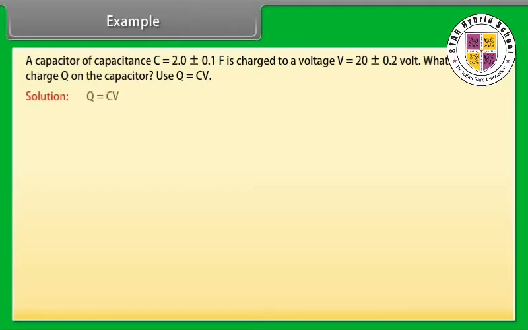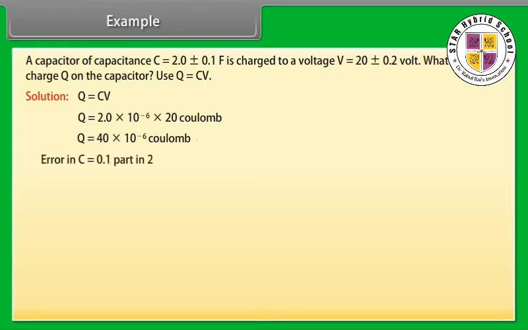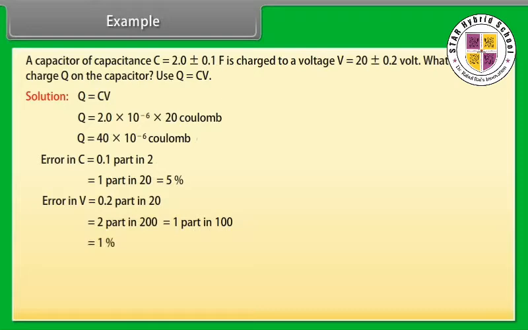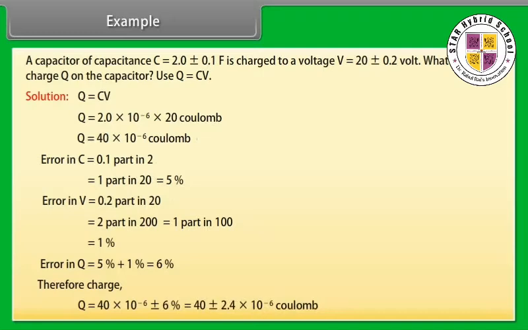Let us see the solution. Q is equal to CV. On calculating, we get Q equal to 40 into 10 to the power minus 6 coulomb. Error in C is 0.1 part in 2, which is 5%. Error in V is 0.2 part in 20, which is 1%. Error in Q is 5% plus 1%, which is 6%. Therefore, charge Q is equal to 40 plus or minus 2.4 into 10 to the power minus 6 coulomb.